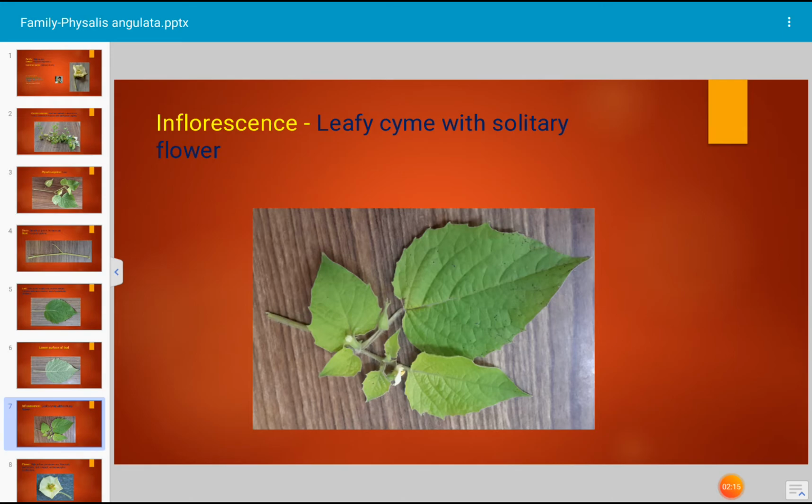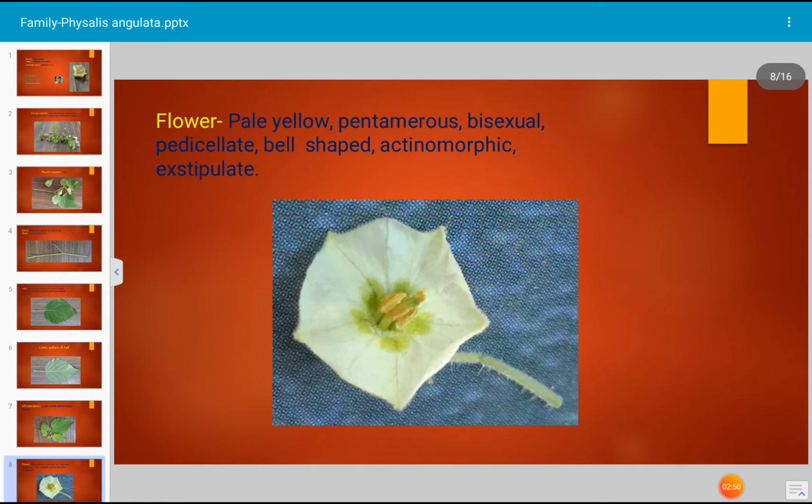Which type of inflorescence occurs in this? See, that is a leafy cyme with solitary flower. This type of inflorescence occurs in Physalis angulata. What is solitary cyme? In this type of inflorescence, the axillary bud develops into a flower, hence the growth of the reproductive shoot is reduced. A single flower is produced at the end of each stem. Such type of arrangement of the flowers occurs in Physalis angulata, which is called solitary cyme type of inflorescence. Next, this is the flower of Physalis angulata, family Solanaceae.